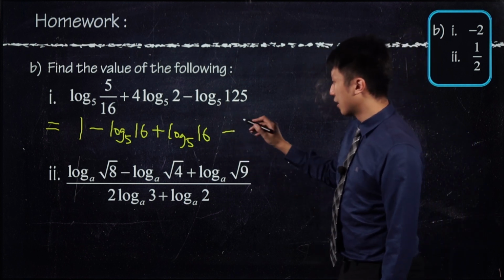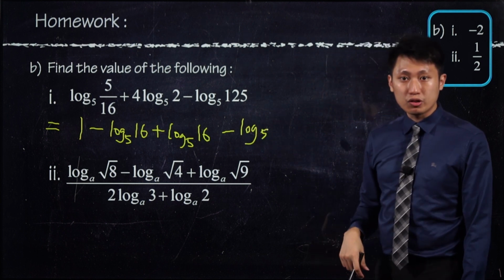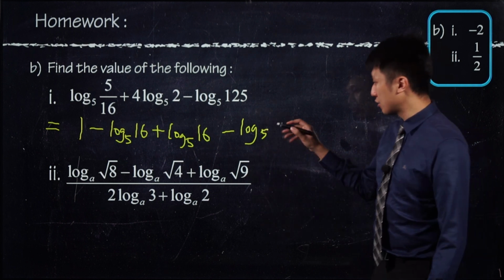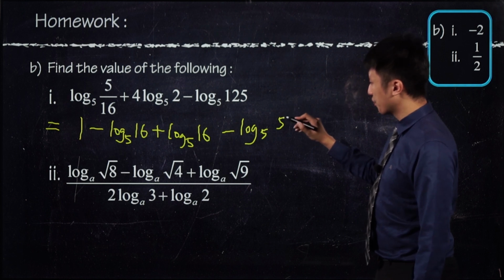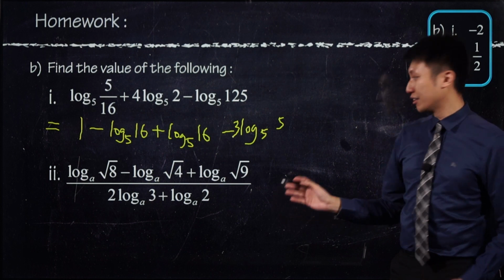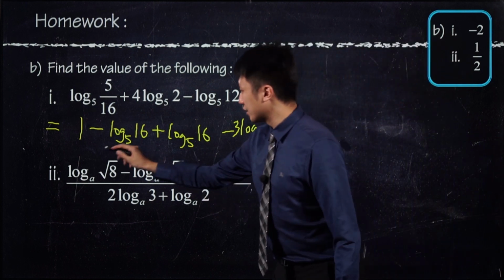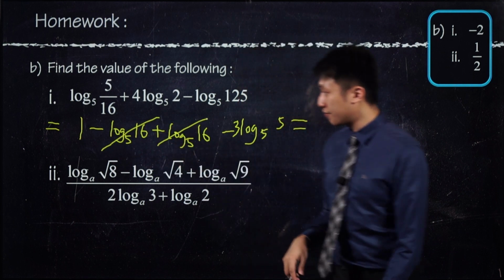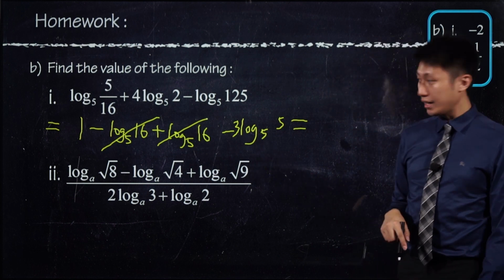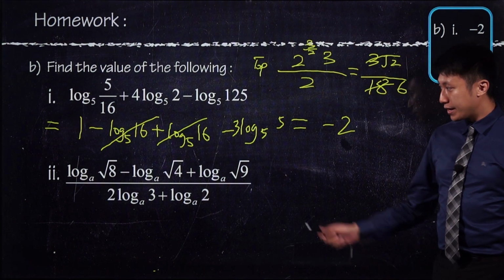Okay, minus this one, log base 5 of 125. You know what 125 is? 5 squared is 25. Then multiply by 5 again, you get 125. So this is 5 cubed. So I write the 3 over this side. I assume that you did your homework already, so do it a little bit faster. So this one and this one will be cancelled off. Then it gives me 1 minus 3, which gives me -2. Answer.